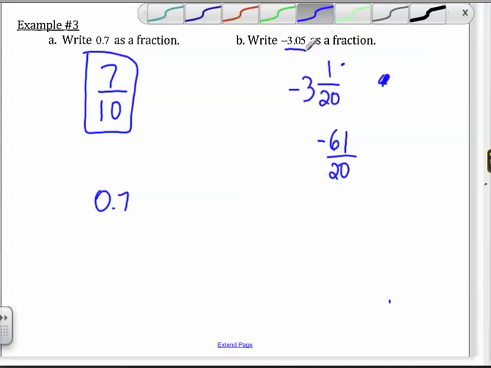No, don't read 3 point. -3 and 5 what? Not 20ths. 2 places behind the decimal point. What's the place value? I've got -3 and 5/100ths. Okay, so -3 and 5/100ths, when we write it as a fraction, it looks like this, correct?